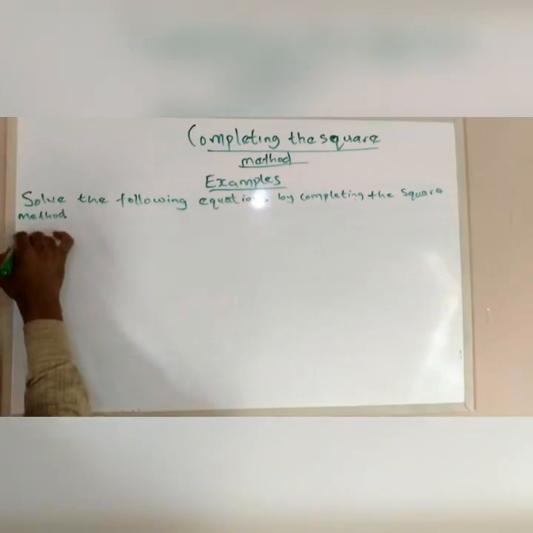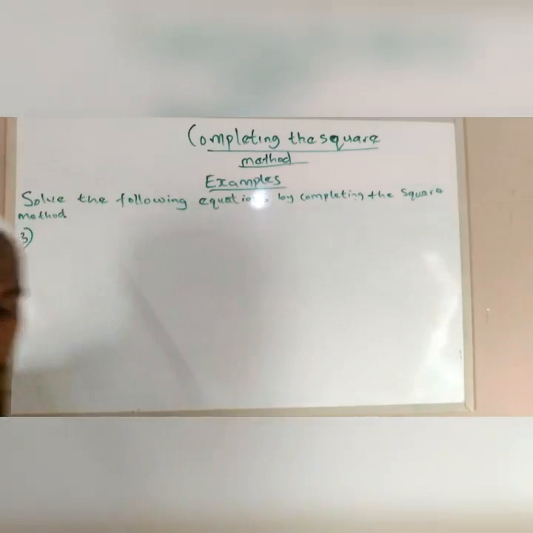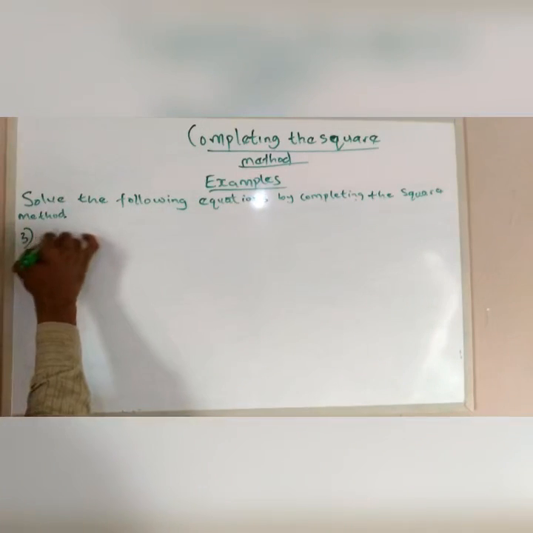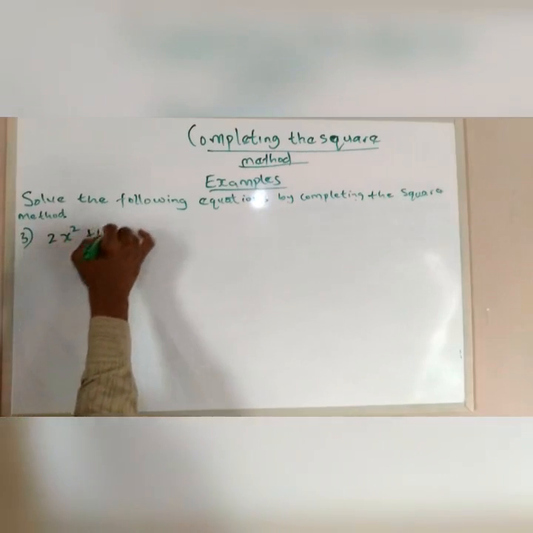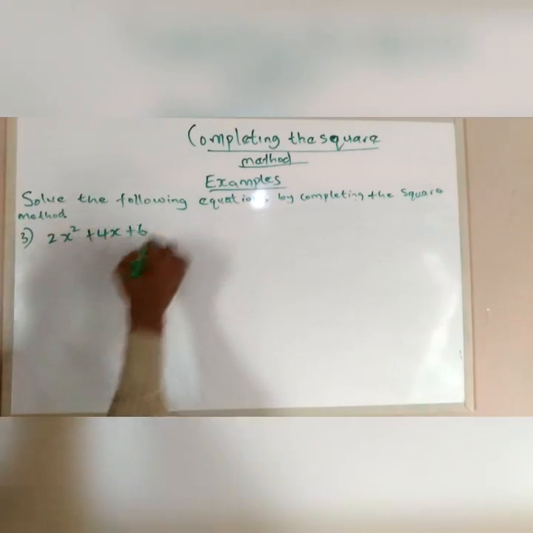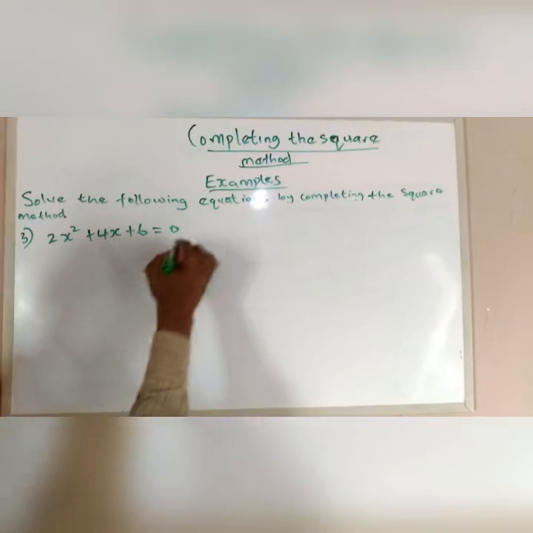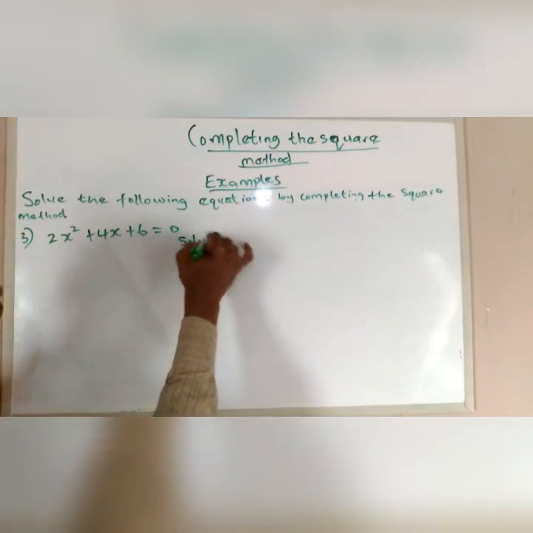Example 3, the question says 2x squared plus 4x plus 6 is equal to 0. And here is the solution.